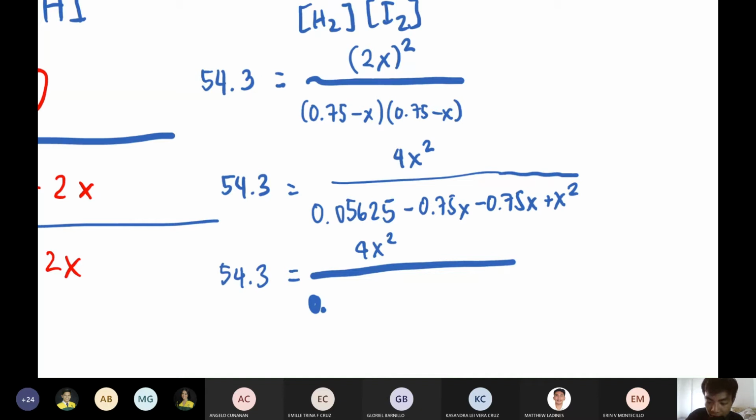Wala yung 0 pala dito ha. Sorry. Maski kamay na to typo. 0.5625 lang pala yan. Yung negative 0.75x minus 0.75x, that will be negative 1.5x plus x square.